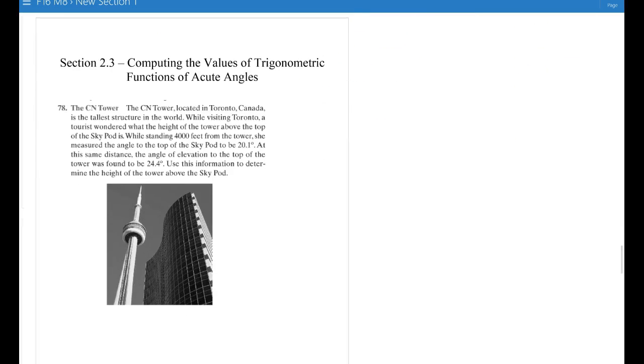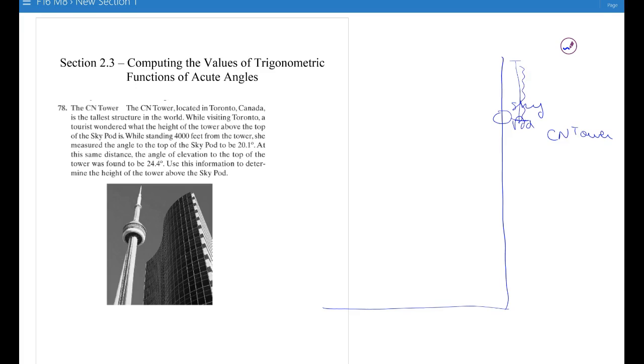So let's look at an example problem, and we'll work on this some in class. But I want you to start thinking about it, where it's talking about a tower in Toronto, Canada. It was the tallest structure in the world at the time of the printing of this book. So I would just draw it as a really tall stick. So this is the CN Tower. So while visiting Toronto, a tourist wondered what the height of the tower was above the top of the sky pod. So there's a little sky pod right here. So they're wondering, what's this distance right here from the sky pod to the top of the tower?